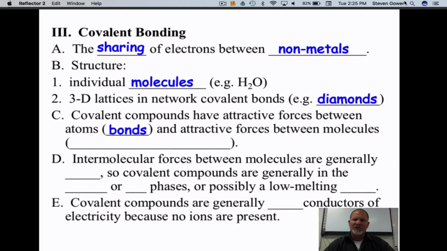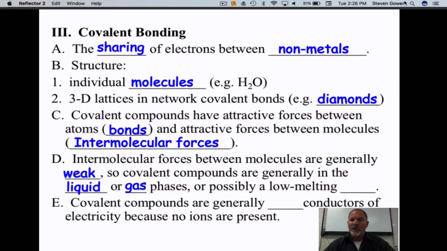Covalent compounds, in relationship to our ionic compounds, have weaker intermolecular forces, and these are the forces actually holding things together. Therefore, because they have weaker intermolecular forces, we'll find that they have low melting points. We commonly buy them in the solid state. You have to be careful because it will melt very easily, or we get them in liquid or gaseous state as well. Covalent compounds are generally not good conductors of electricity.